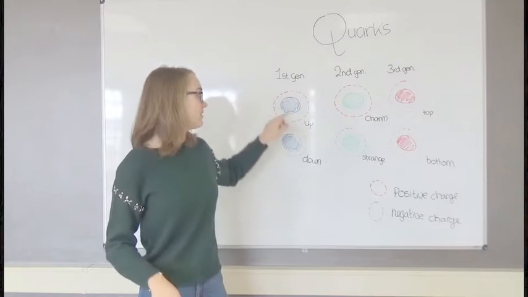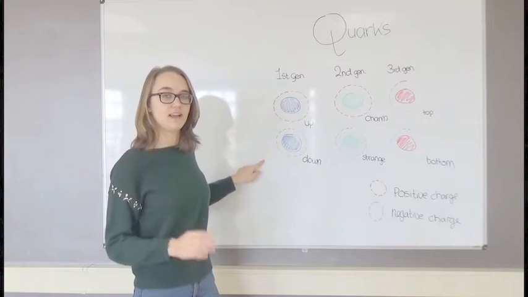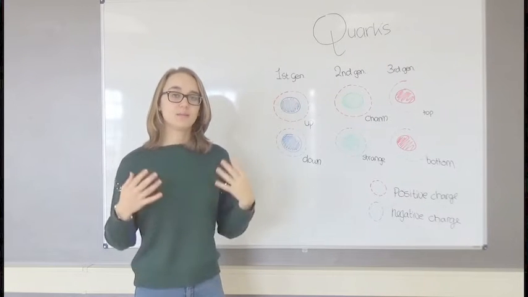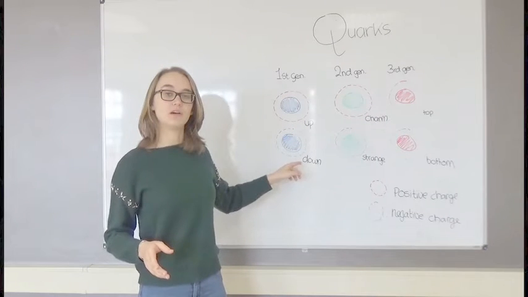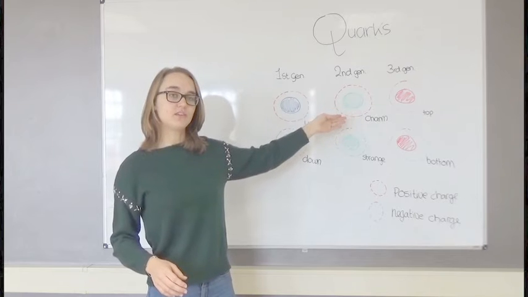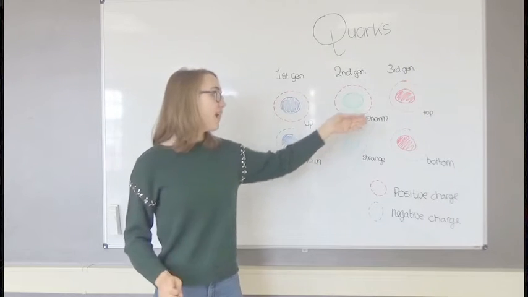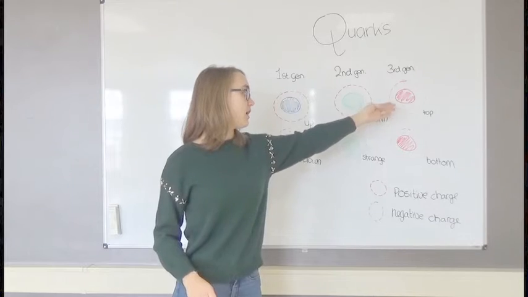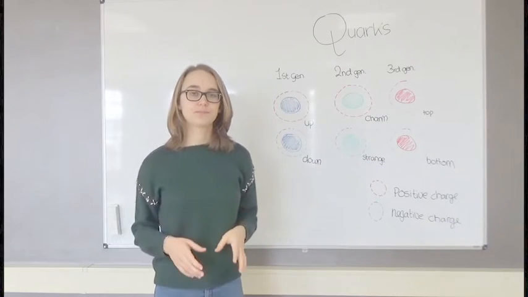Furthermore, the quarks at the top row have a positive charge and the ones at the bottom have a negative charge. The quarks in the first generation are the up quarks and the down quarks, and they are pictured in blue. Then we have the second generation with its charm and strange quarks, which are pictured in green. And in the third generation there's the top and bottom, or beauty quarks, that are pictured in red.